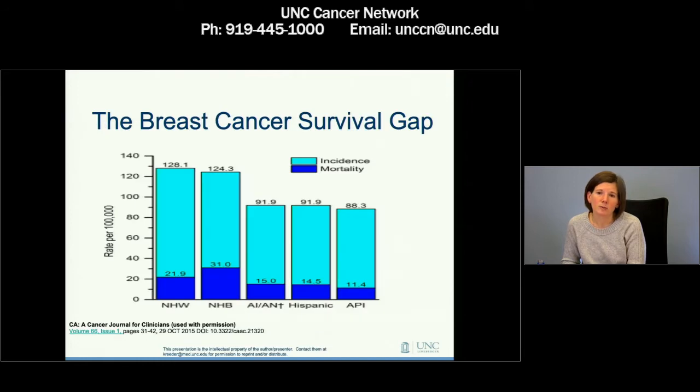So we're going to talk a little bit today about what we call the breast cancer survival gap. Essentially that's illustrated by this picture here, which shows that the total bar, represented by the light teal bar, represents the incidence of breast cancer. What this picture is telling us is that there's really not a big difference in how likely a woman is to get breast cancer in her lifetime based on whether she is non-Hispanic Black or non-Hispanic White, the main two groups we're going to focus on today.